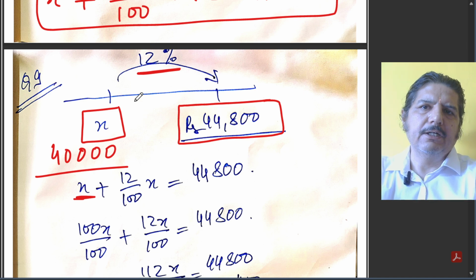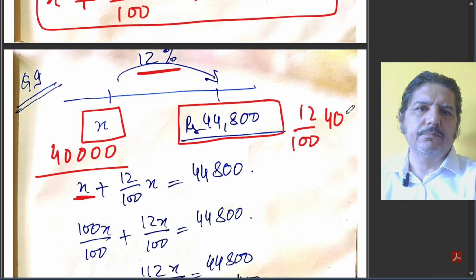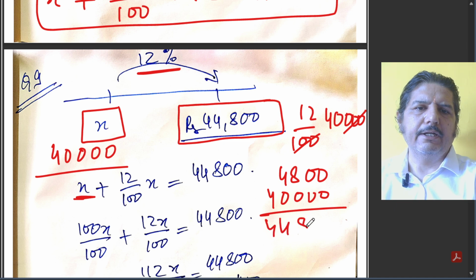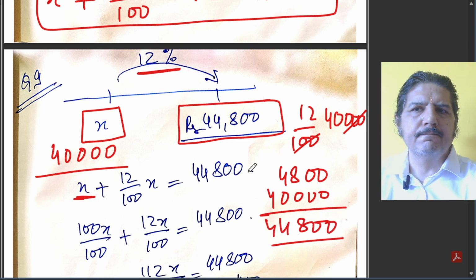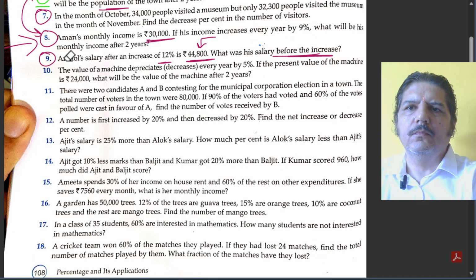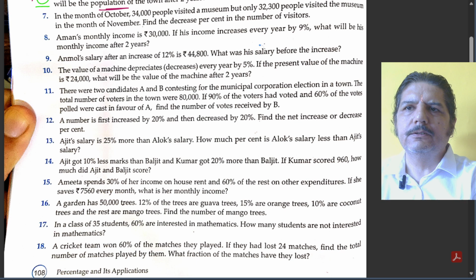Just to check the answer, 12% of 40,000 is 4,800. I add to 40,000. My answer is 44,800. So my answer is correct. Let's move to the next question. Question number 10.